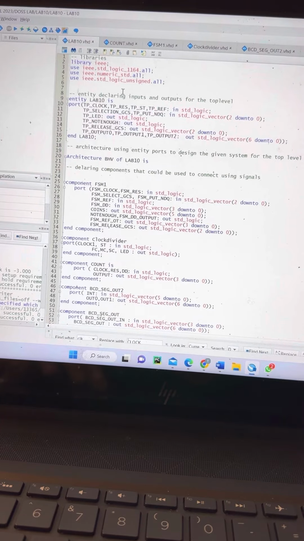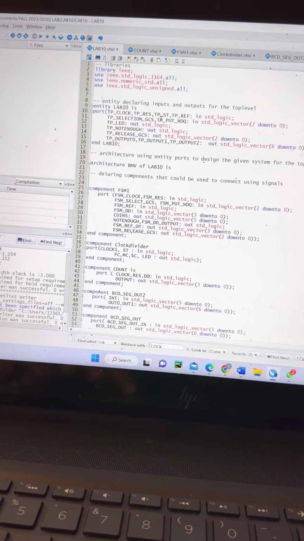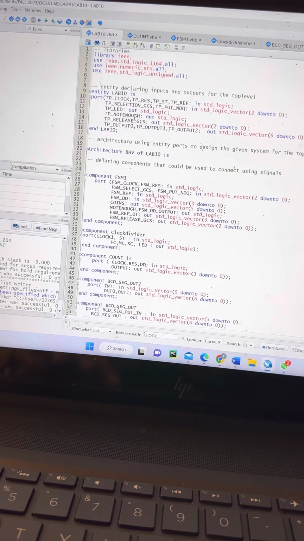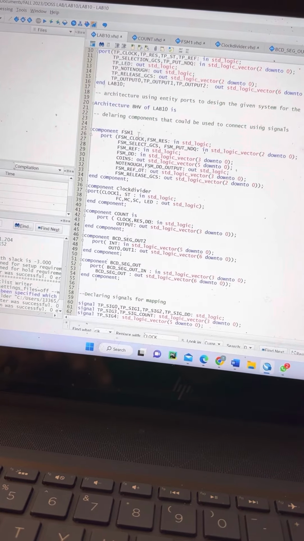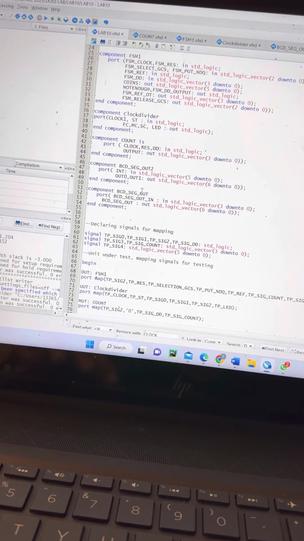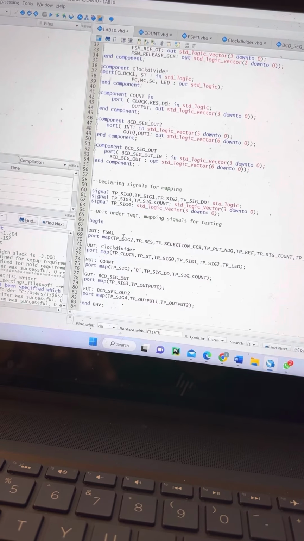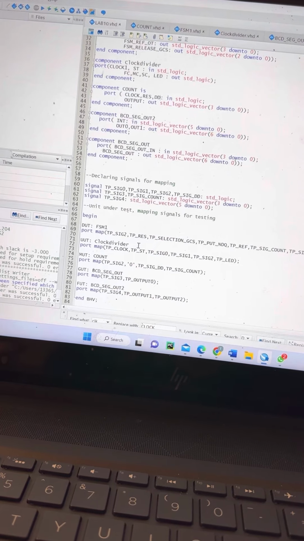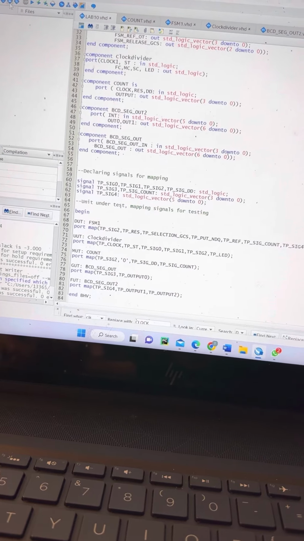Finally, coming down to my top level. In the top level you have the top clock, the reset, the start, the REF, the selection of the GCS, the nickel, dime, quarter, the LED, the not enough, the releasing of the GCS, and the 3 outputs. Going down my architecture, you have the components for the FSM, clock divider, count, BCD, and 7 segment. Then you have the signals, which I use for the port mapping of the given components, which, as you know, we also call a unit test, where we map signals for our testing. Let me show you my pin assignment.